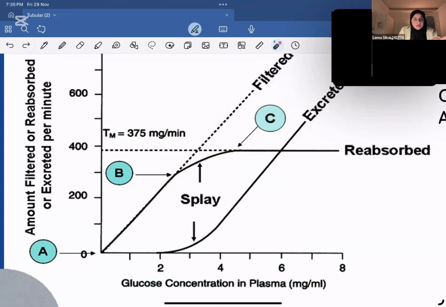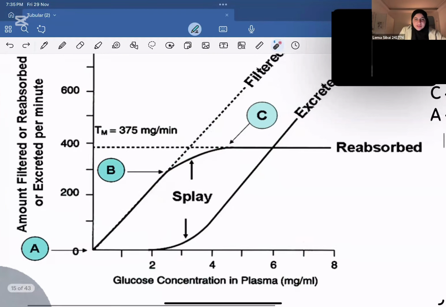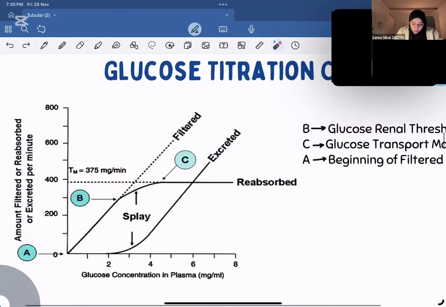Is that understood? It kind of looks like B is transport maximum because it's pointing at this curve instead of this exact line. I don't understand where the confusion is. And A is like a random point that she did.